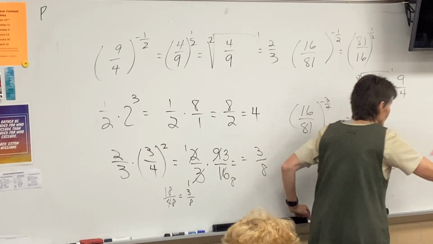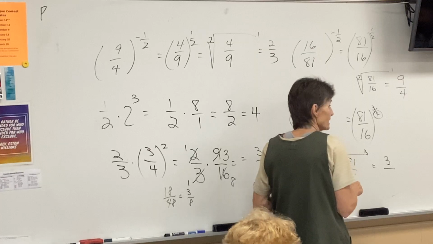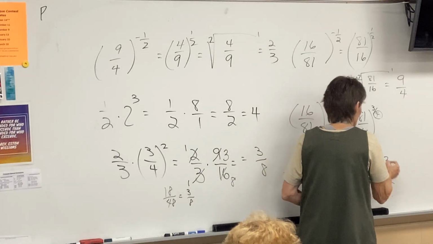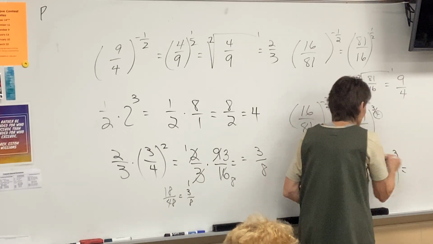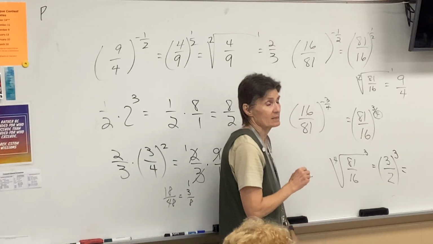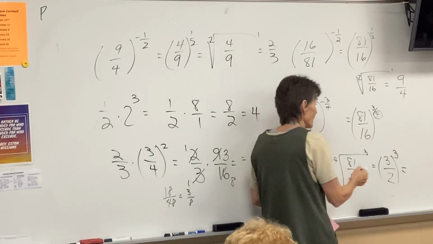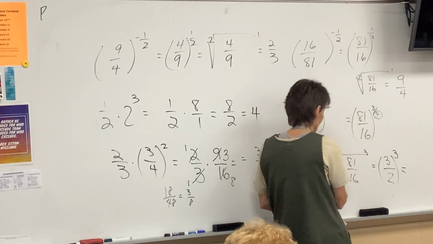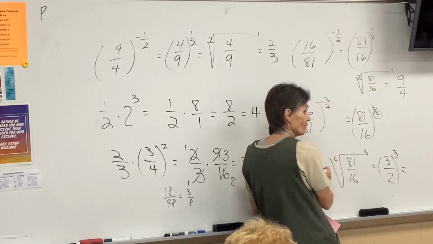What is the 4th root of 16? 2. But don't forget, you are cubing that. So your final answer will be 27/8.